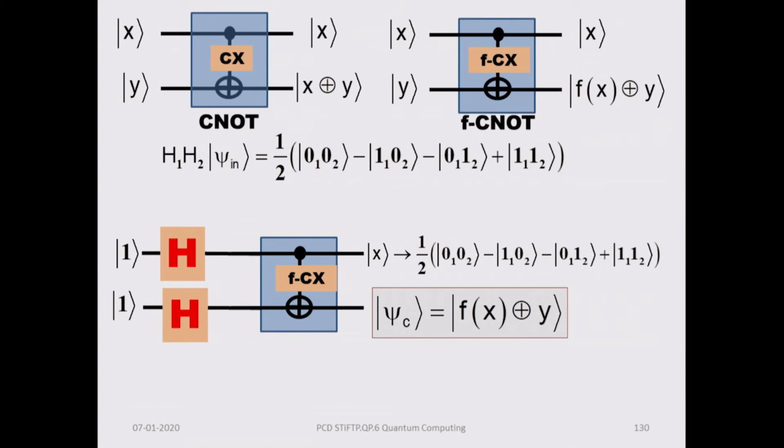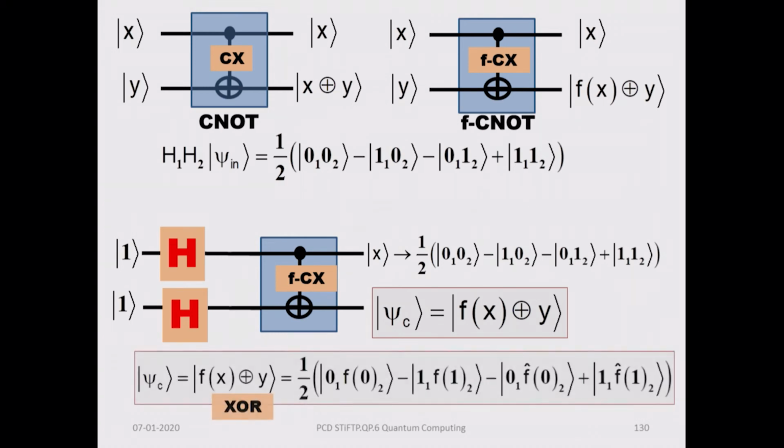So, this is what we now have, and the output of the function control not would be whatever came in, and the other qubit would be f(x) XOR y, right. So, you have to find this state psi c which is coming out of the function C naught gate, okay, and this is going to be the XOR of f(x) and y.